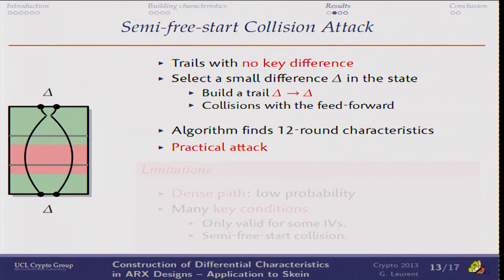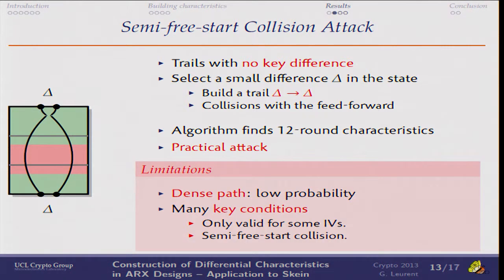Now to run the algorithm, we select some difference delta, which is very sparse. Then we build those two very simple trails with only a few active bits. And then we run the algorithm on the red section to build something to connect them. It turns out that it works pretty well on Skein, and we can build those characteristics for 12 rounds. And we have a practical attack where we can actually find pairs of messages that give semi-free start collisions. So that's a good thing.